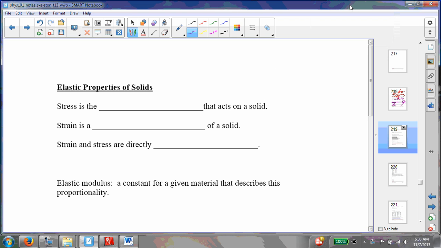Okay, so now let's look at the elastic properties of solids. When we talk about the deformation of solids, we can talk about different types of deformation. One of those is how the deformation is applied, and that's the stress. This is just going to be the force per unit area. Force per area. So stress then is just equal to force over area.